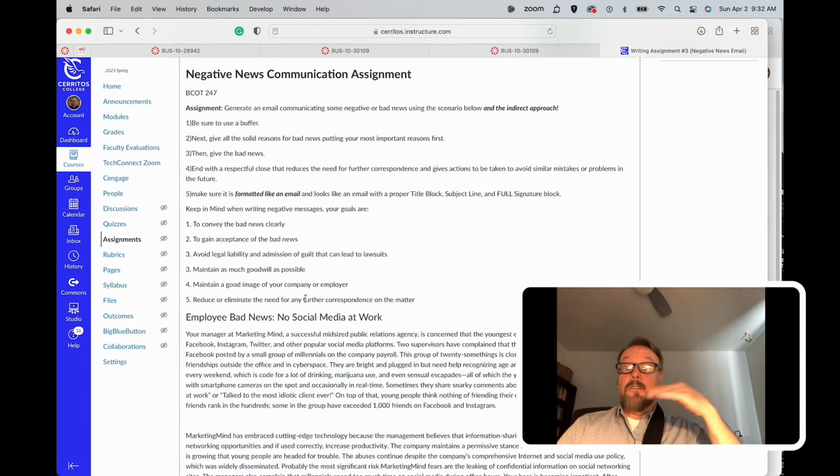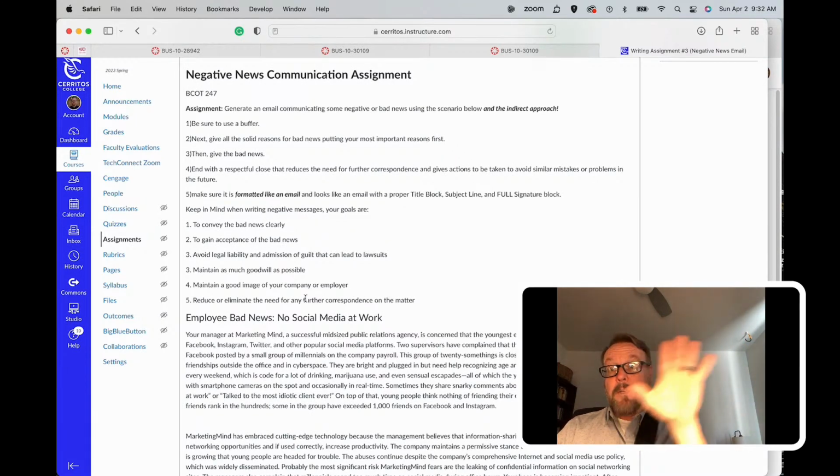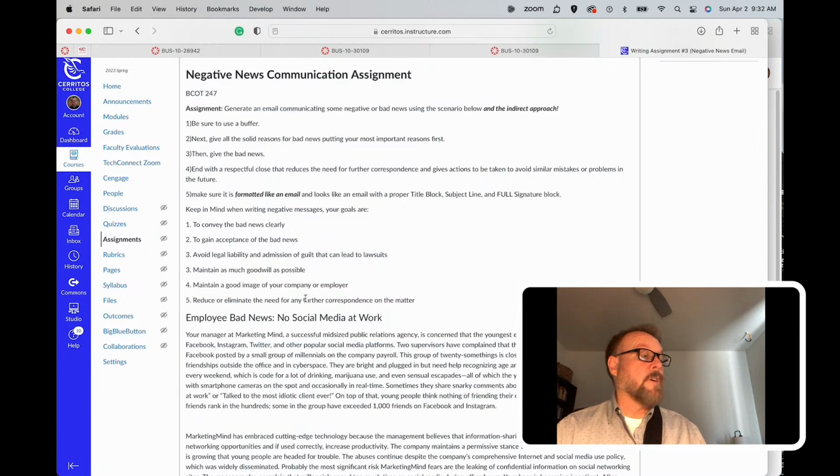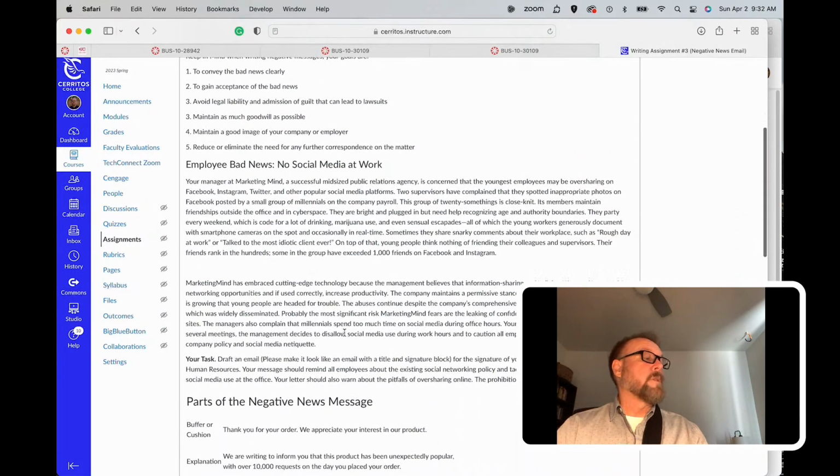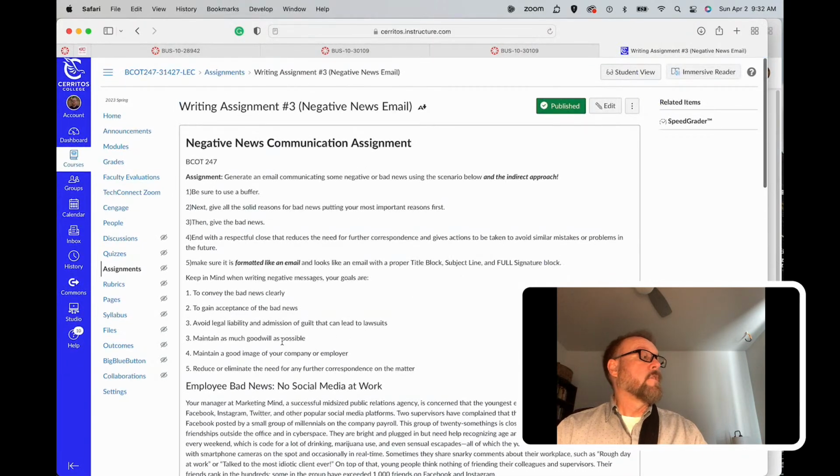So using the indirect strategy, you start off with the buffer, you build the reasons why you're going to give them bad news, then you give them the bad news, and then you give a courteous close. So I've basically just told you how to do it. Make sure you do it that way, and you'll get a decent grade.